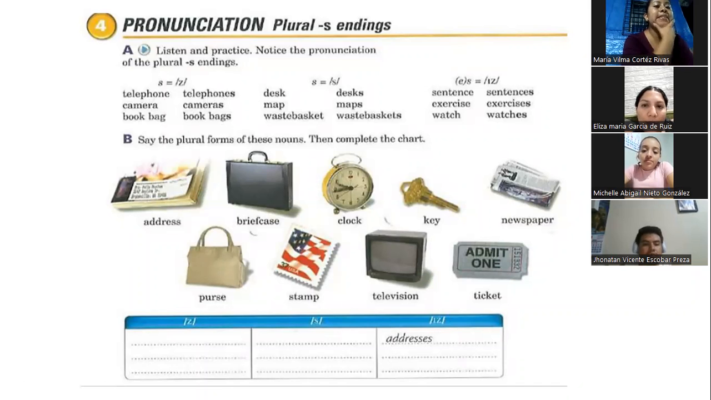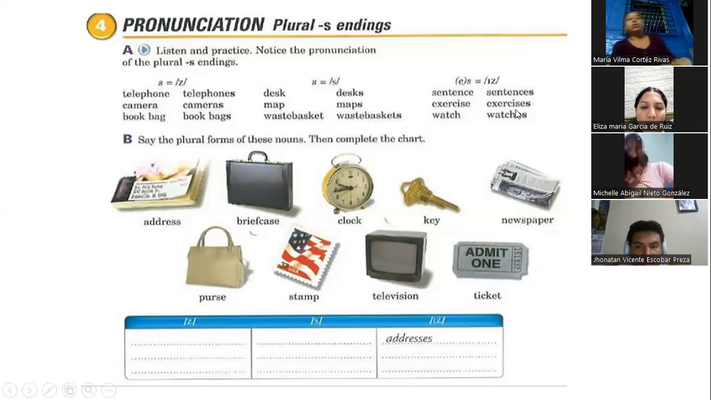Telephones, cameras, book bags. Now, the others is this. Desk, desks. Map, maps. Waste basket, waste baskets. And others, the pronunciation is, for example, sentence, sentences. Exercise, exercises. Watch, watches.